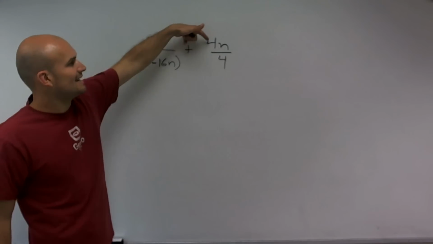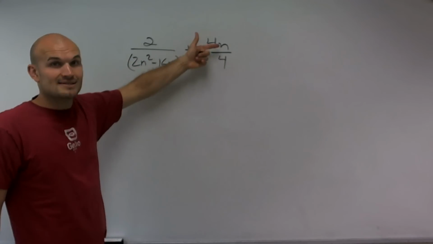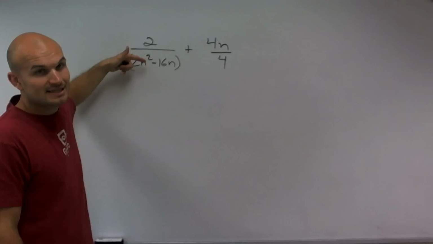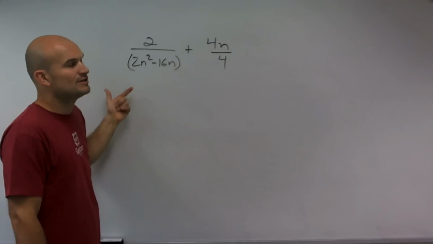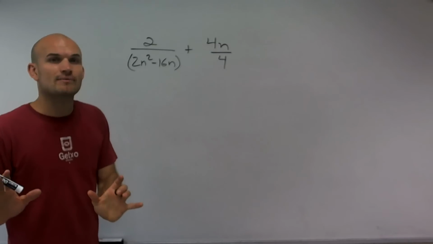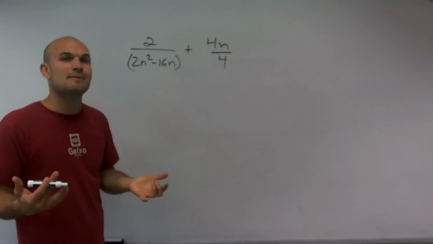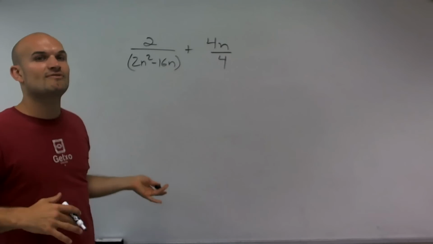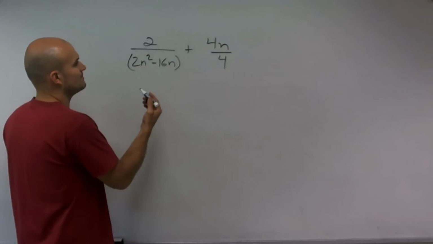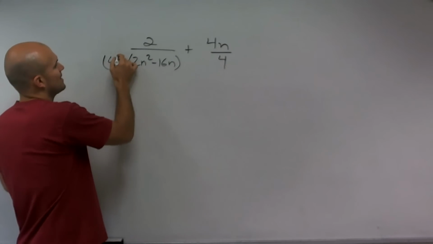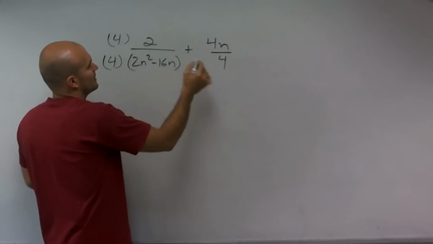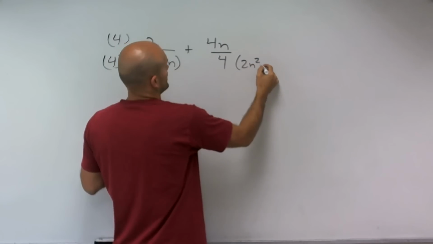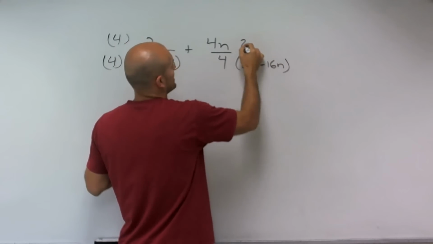You can see that I can divide 4n by 4. I can simplify that. I can also simplify this expression by factoring out a 2. But I'm not going to do that right now. I'm actually just going to get my common denominators, and then I'm just going to simplify everything at the end. So to get my common denominators, I need to multiply by 4 over 4 on this side, and by 2n squared minus 16n on this side.